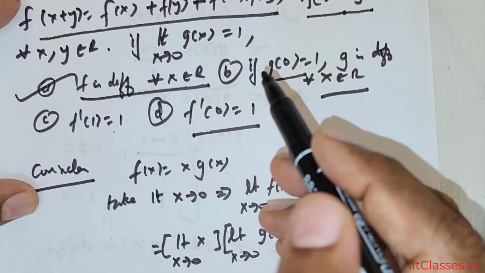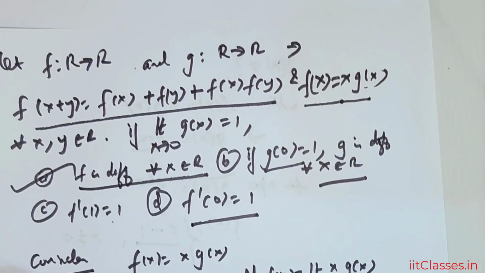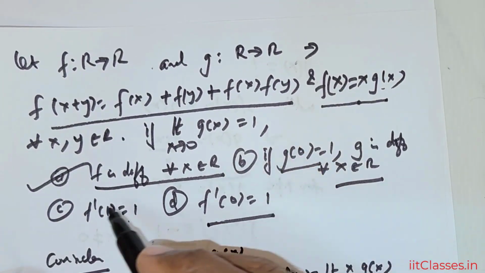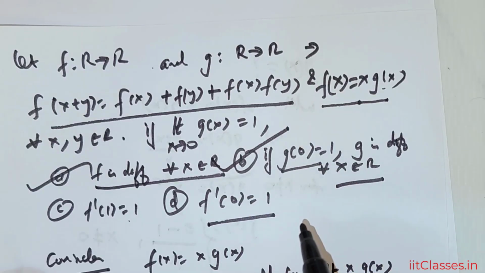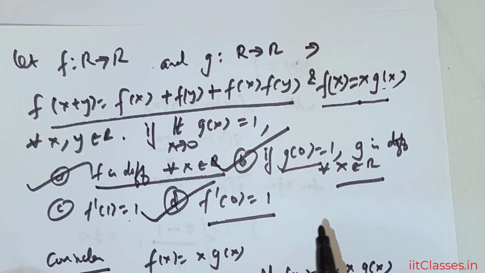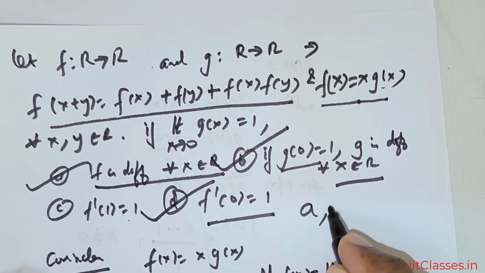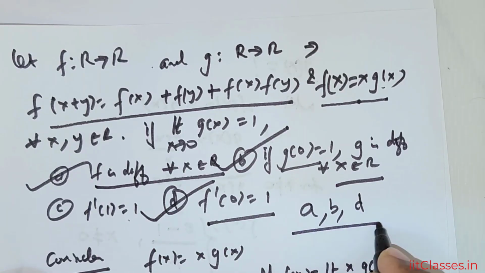So what are the required choices for this particular question? This is the question that has been given. We have worked it out. A is true, B is true, and D is true. So A, B, and D are the required choices. Thank you.